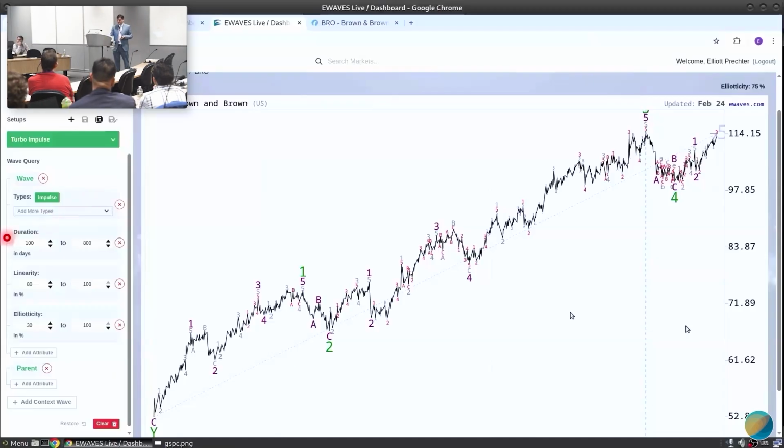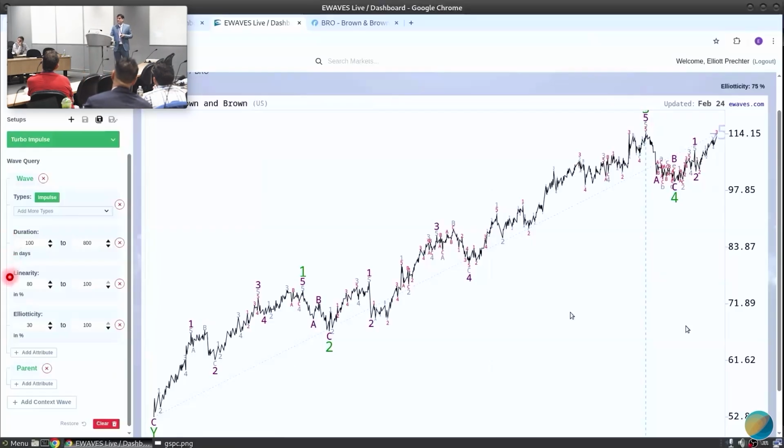Okay? Then the next thing I set here was the duration. This is how far the wave has been in progress thus far. And I said between 100 and 800 days. This part is a little bit subjective because it just depends on what your preferred time horizon is. Do you want to look at large waves or do you want to look at smaller waves? And this captures the waves that I'm personally interested in.